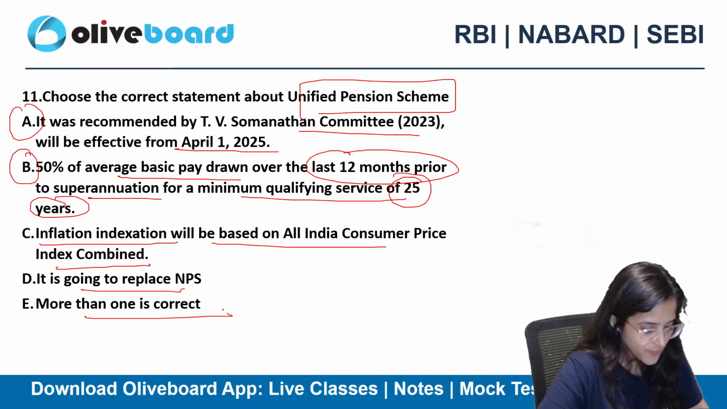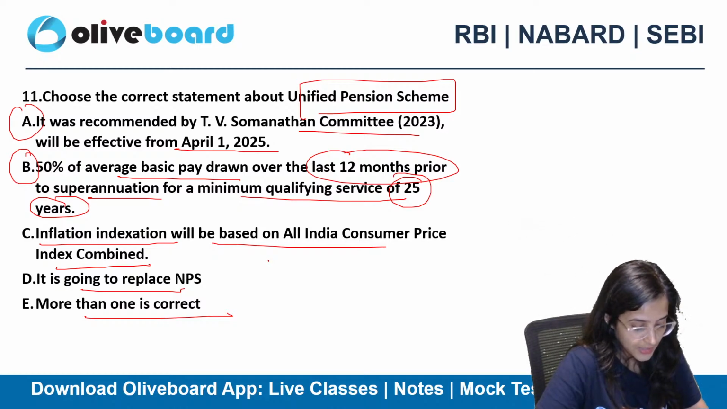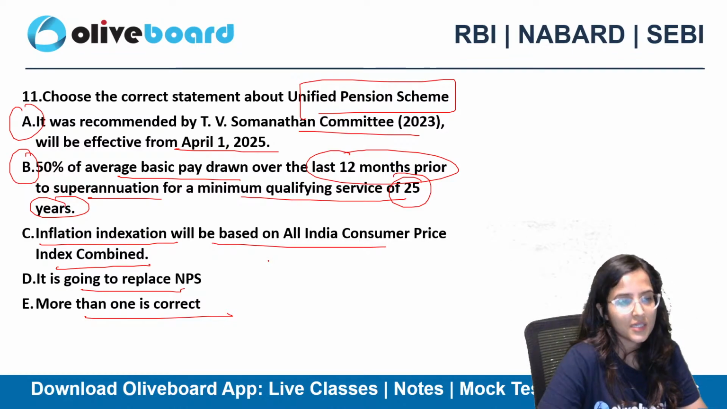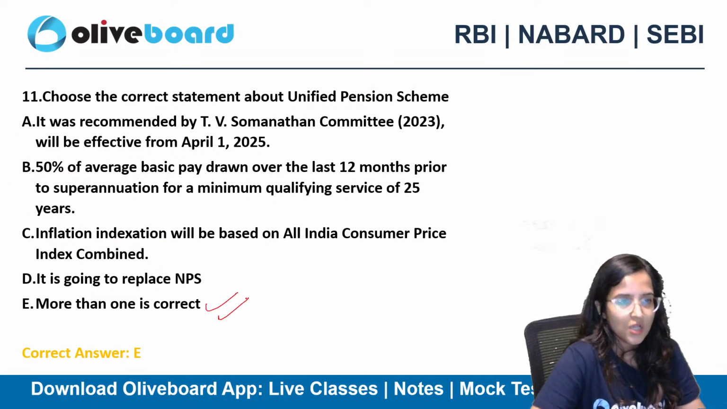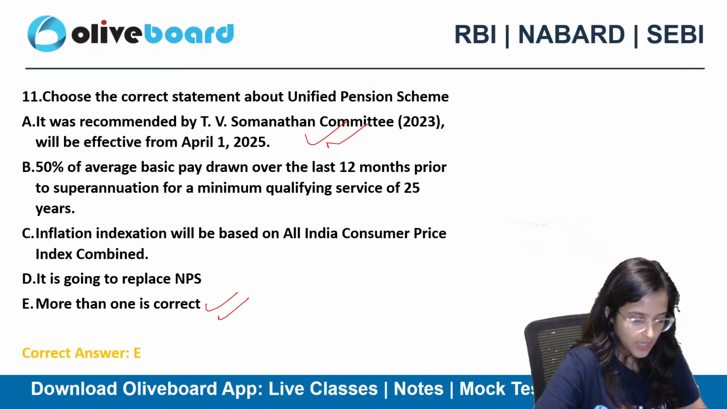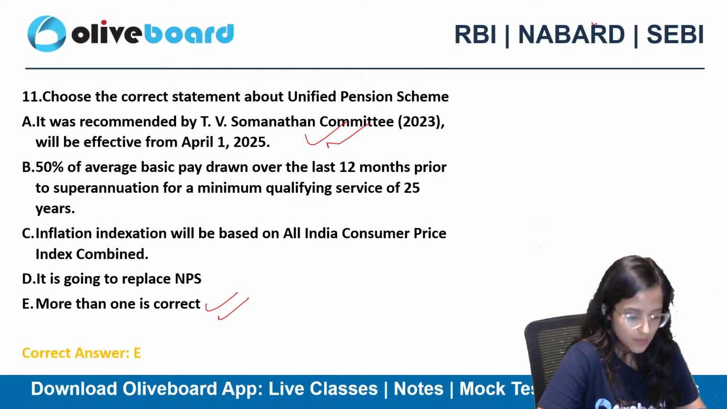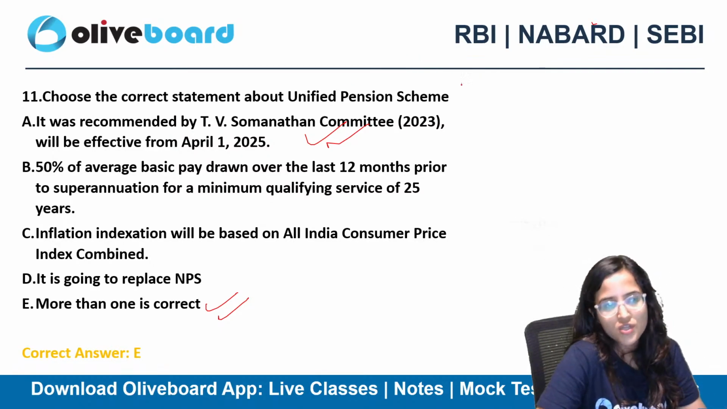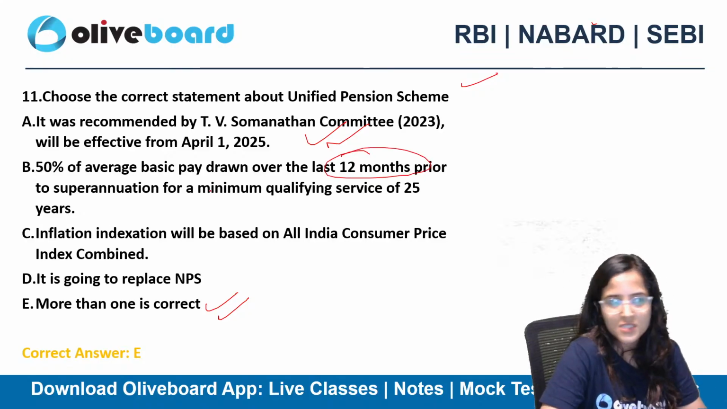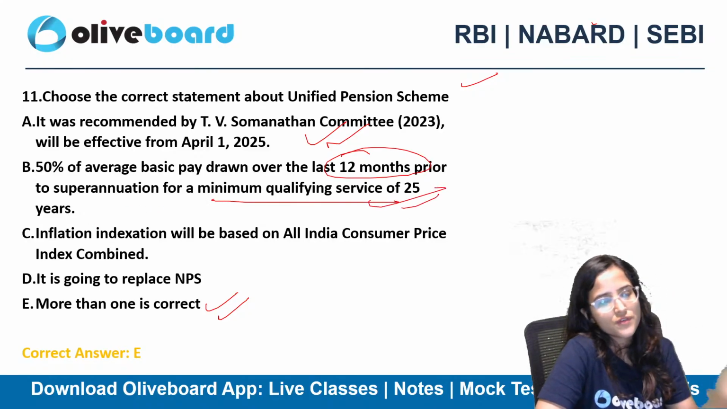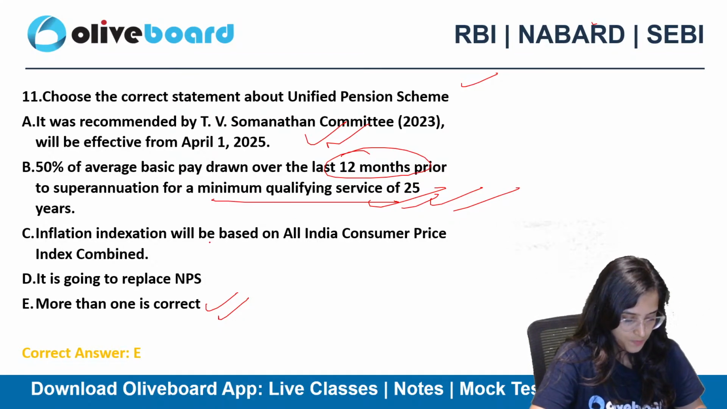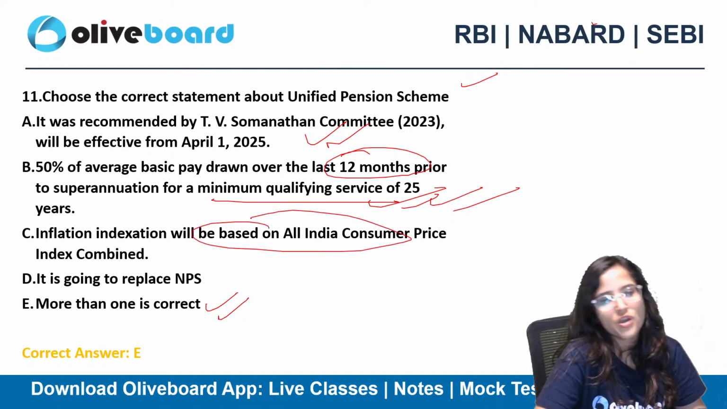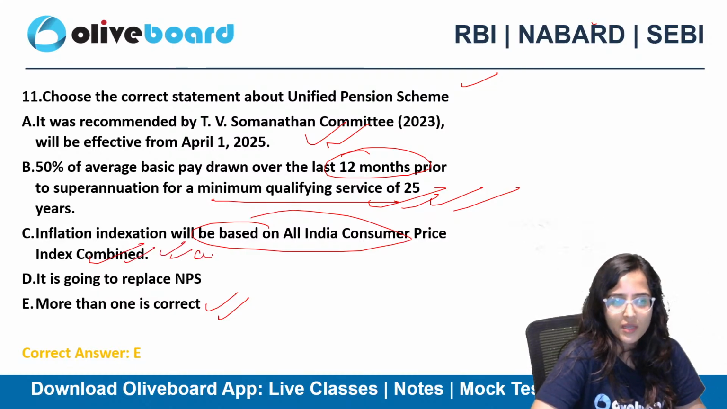Acha, Shinchan is saying the charge for modification is rupees 25. Very good. Shinchan is saying D, E. Okay, Manish is saying E. Absolutely correct. More than one is correct here. So the first statement is absolutely correct, right? This is what we saw. TV Somanathan committee, absolutely correct. Second, 50% of average basic pay drawn over the last 12 months prior to superannuation for a minimum qualifying service of 25 years. This is absolutely correct. B is also correct. Inflation indexation will be based on All India Consumer Price Index combined. This is also correct.